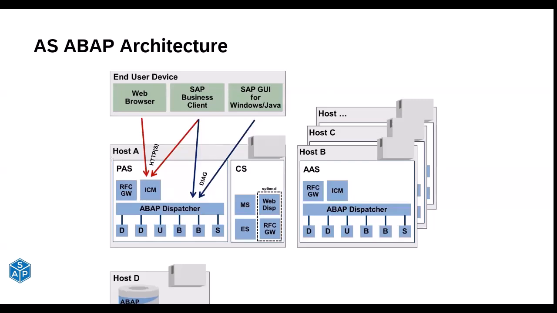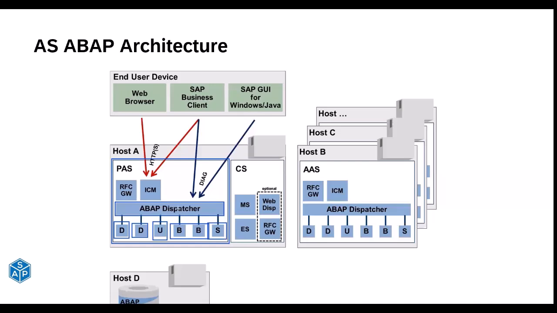So this is your primary application server. Within your primary application server, you have different processes. Which are the important processes? The first one is your ABAP dispatcher process. Inside this, you have your dialog work process. D is for the dialog work process, U is for the update work process, B is for the background work process, and S is for the spool work process.